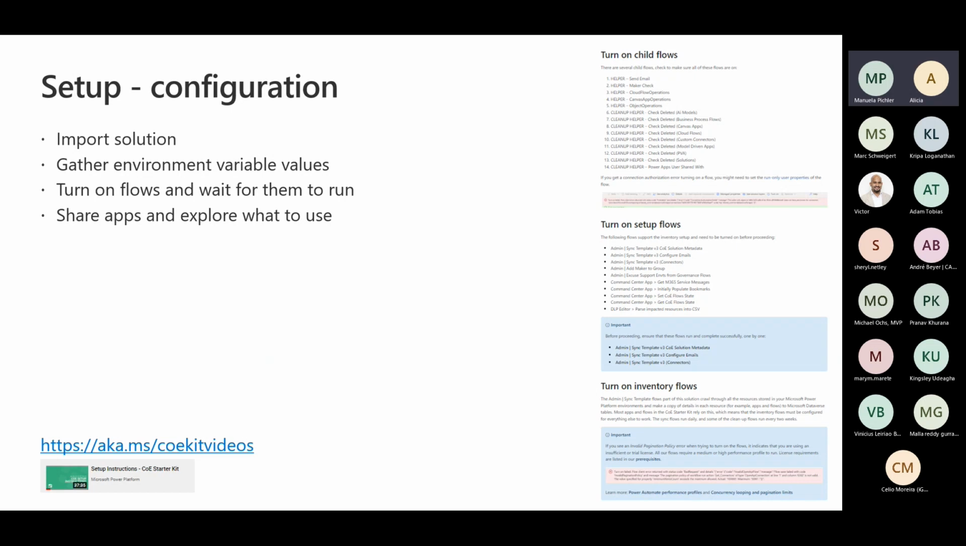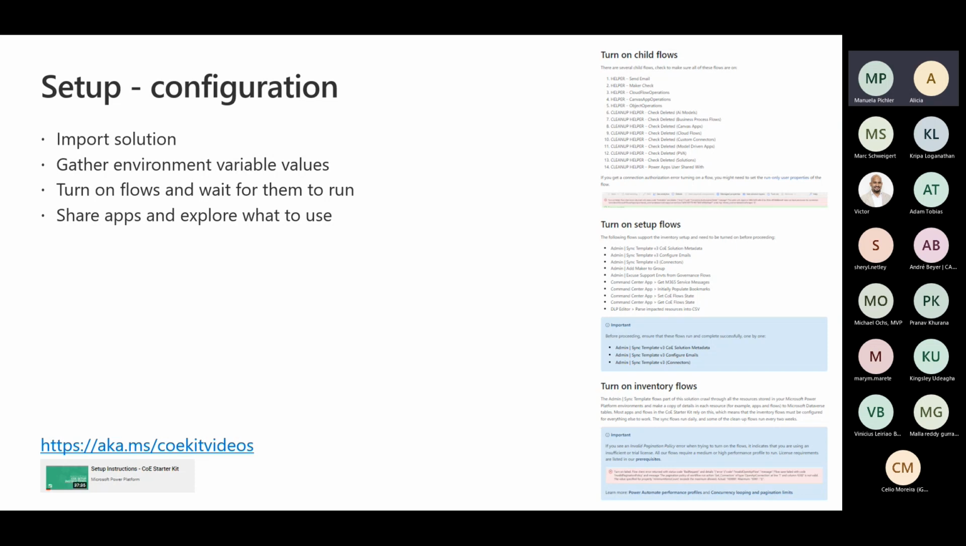So you start by importing the solution. As part of that, you set up the connections that are needed, and we use environment variables to store actually quite a lot of information that then influences how our flows run or where information is sent to. So things like email addresses for your admin, or groups, for example, are all stored in environment variables. So during import, you'll have to configure that.